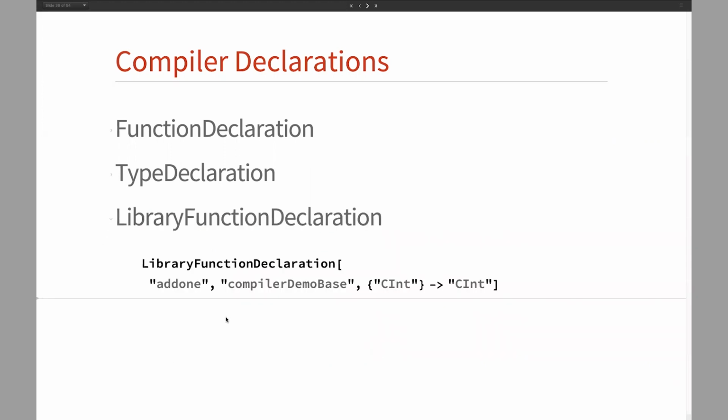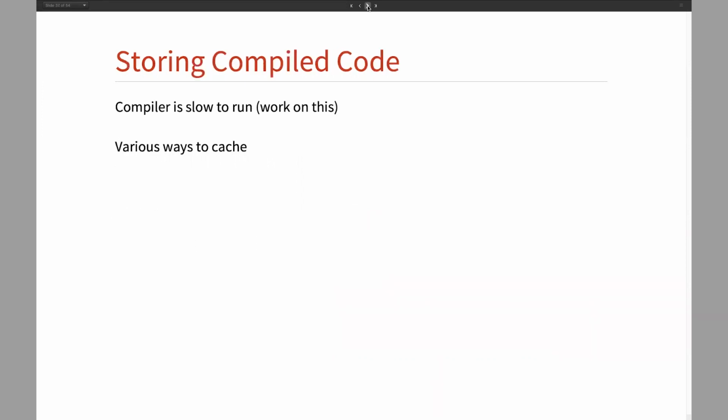And then here's another type of declaration. This is one where I've said, find this function in this library, and this is the type of it. And then I can call that function. So that's some of the nice ways of doing this.